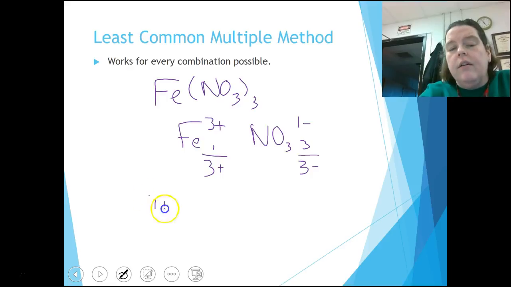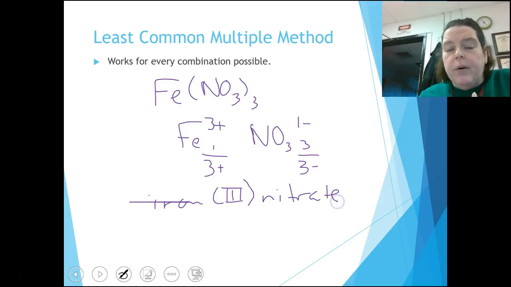So again, we get the same answer. We get iron(III) nitrate. Okay, pretty simple, not too bad, okay?